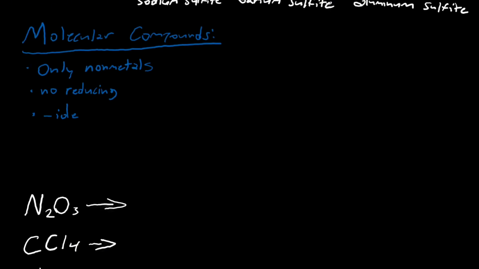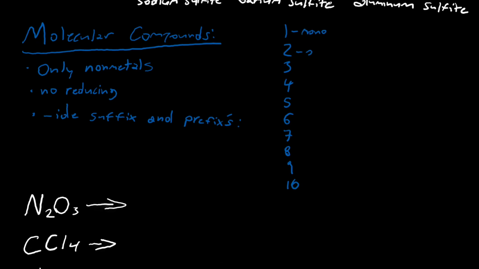Of course, we still add the "ide" at the end. These are called suffixes, but there are also some prefixes that we can add to the element's name. Let's take a look at what the prefixes for the numbers 1 to 10 represent. 1 is mono, 2 is di, 3 is tri, 4 is tetra, 5 is penta, 6 is hexa, 7 is hepta, 8 is octo, 9 is nona, and 10 is deca.